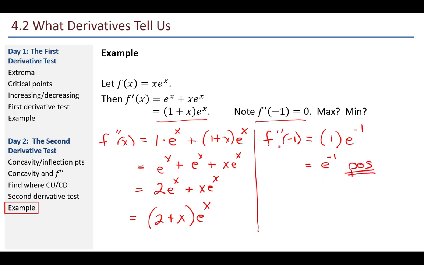Positive. So my second derivative is positive, which means the function f is concave up at x equals -1. Concave up, little smile, it means there must be a min. So f has a min at x equals -1.